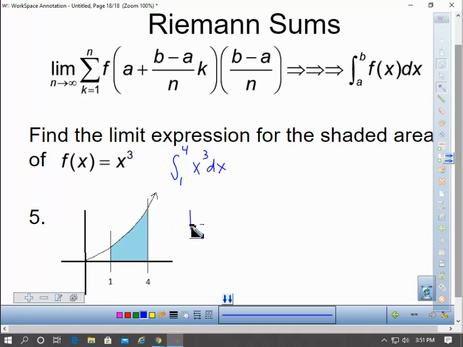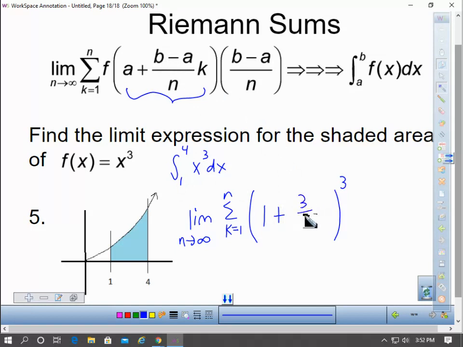So now I want the limit expression that goes with that. So the limit as n goes to infinity, the summation of k from 1 to n. I need my function. So my function is x cubed. So I've got something cubed, and what goes in here? Well, this goes in here. So I need the a value. My a value is 1 plus, and then I need b minus a. So b minus a is going to be 3 over n times k. And then you multiply that by b minus a over n. So that'll be 3 over n. And there's your answer.